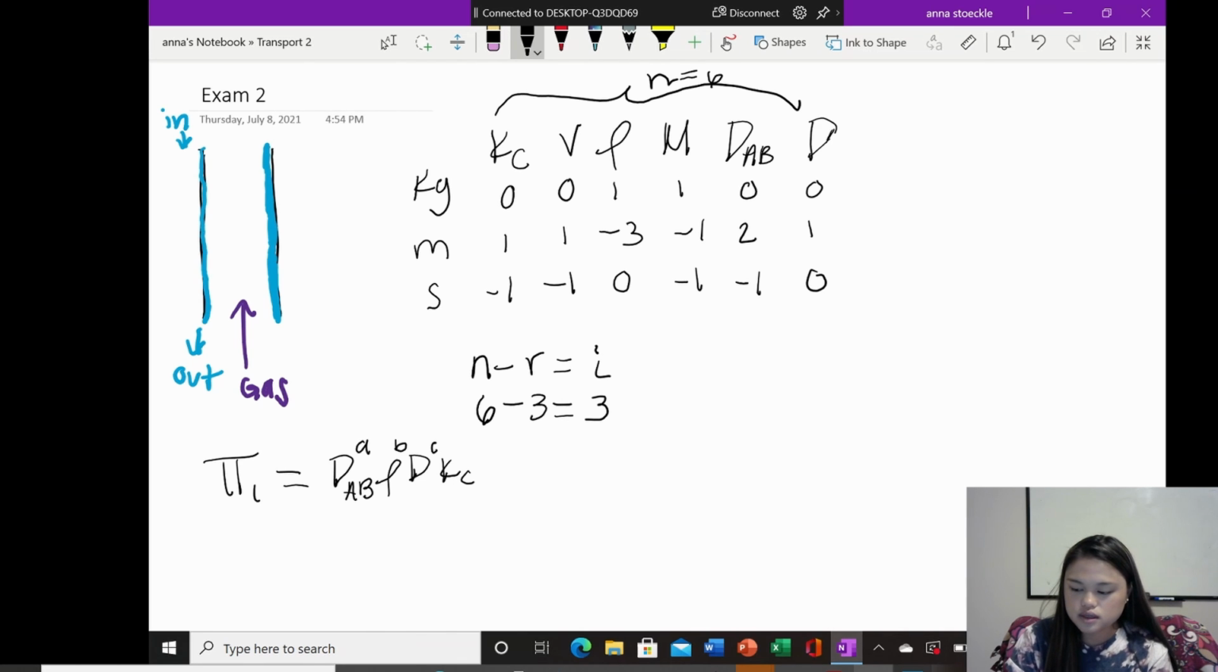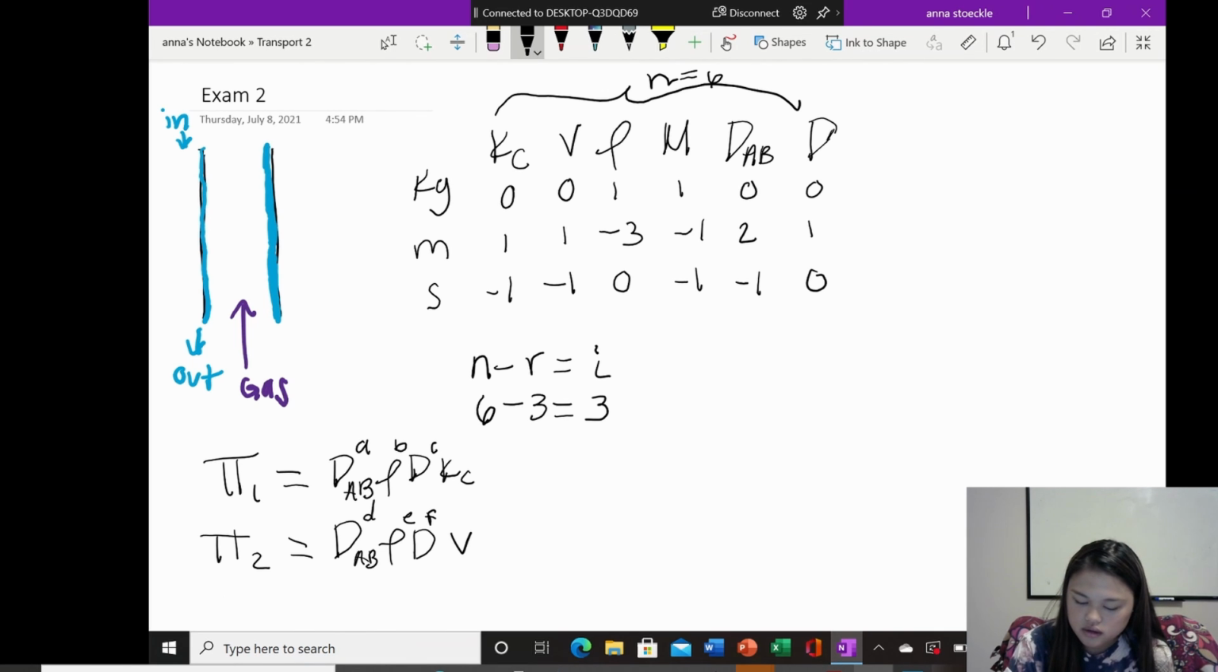So then we do the same thing for pi 2, but this time we're going to be interested in having the non-core variable be velocity. And then our third pi group is going to be this, and we're going to be interested in the viscosity.